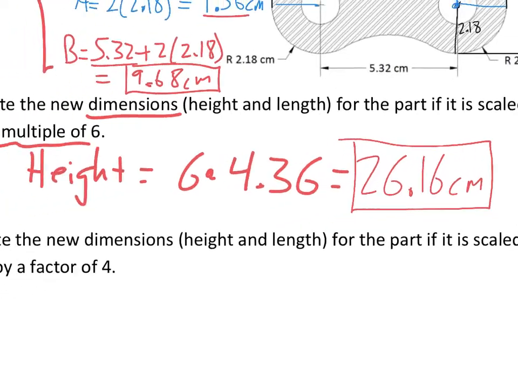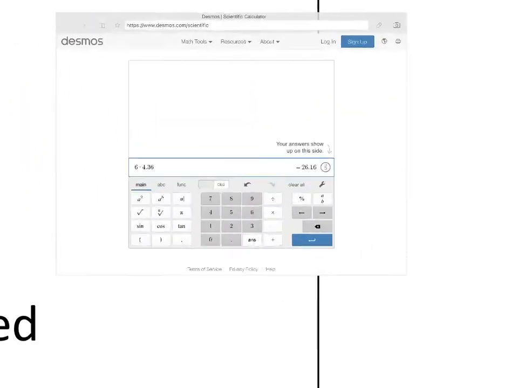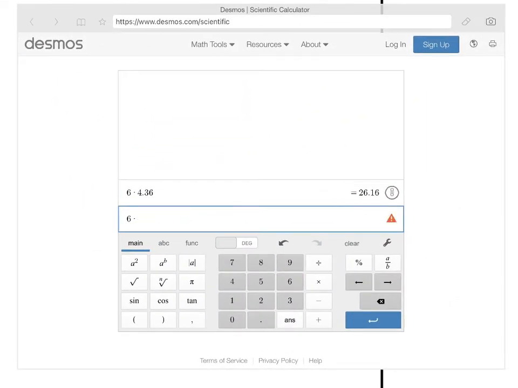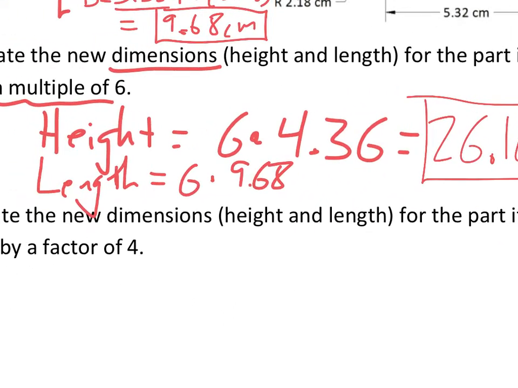Okay? So that's the height. Well, what's the length? That B number that we found there is the length. So we're going to multiply that by 6. So we're scaling up by 6, so 6 times 9.68. Come on over here to our calculator. And it looks like we got 58.08 centimeters.